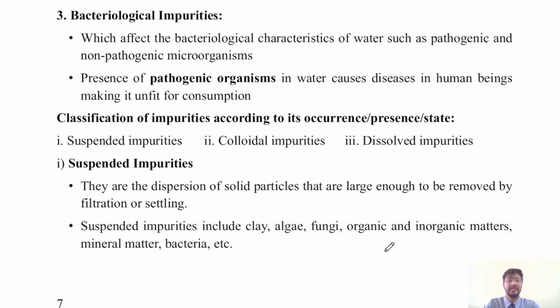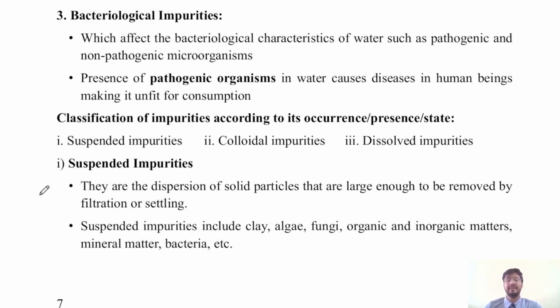And third one is bacteriological impurities. Bacteriological impurities refer to the microorganisms in water that include pathogenic bacteria and non-pathogenic organisms. Pathogenic bacteria can cause diseases like typhoid, cholera, and dysentery. Non-pathogenic organisms are generally harmless but may contribute to bad odor or taste. So when we say water is potable, it means it's free of these harmful microbes.